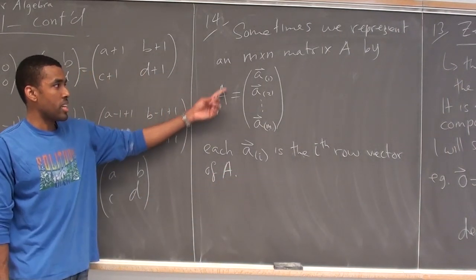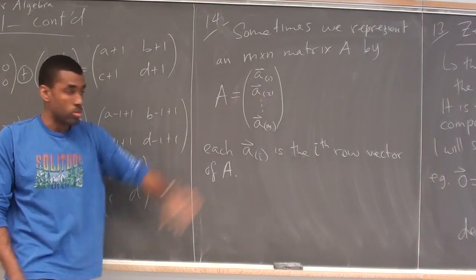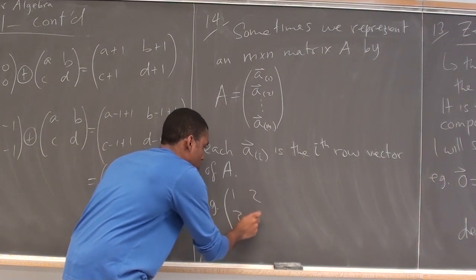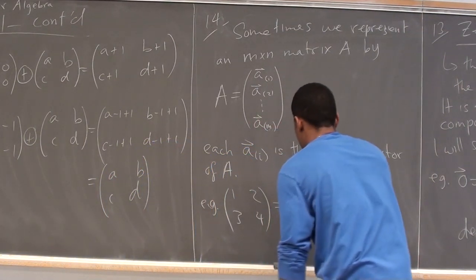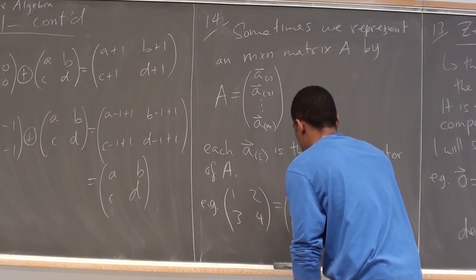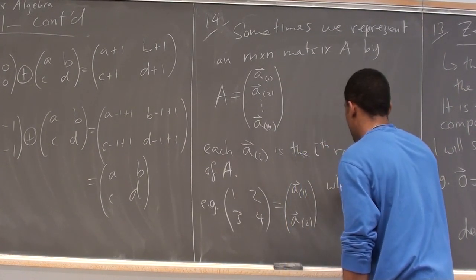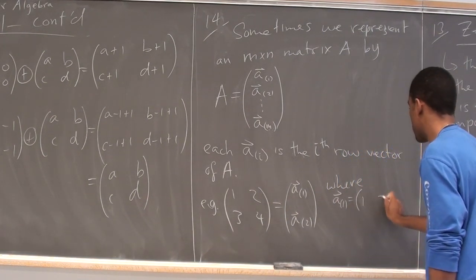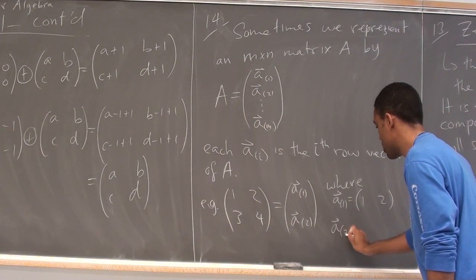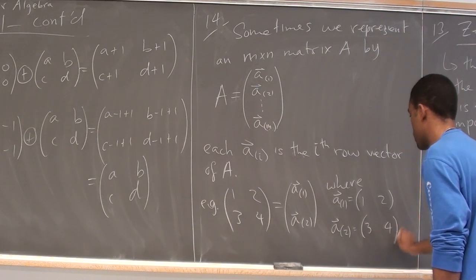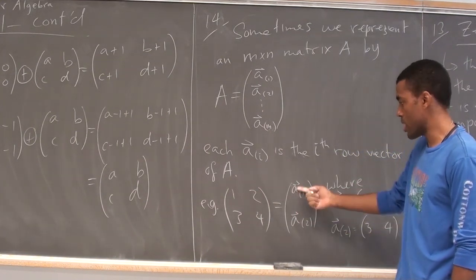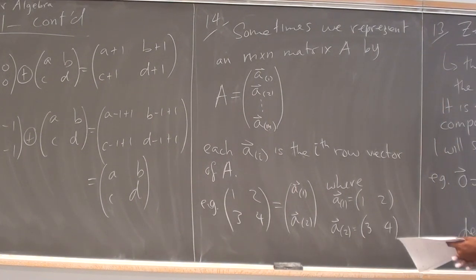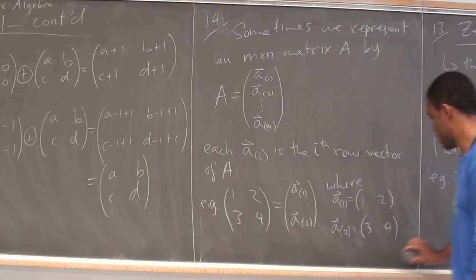I can think of it as a matrix of vectors, where each vector is a row. So for example, if I look at 1, 2, 3, 4, I could write this as A1, A2, where A1 is just the row vector 1, 2, and A2 is just the row vector 3, 4. So I take each row and make it into a vector, and just write it like that. Can we have a vector that represents both the row and the column at once? No, that would be confusing in general.